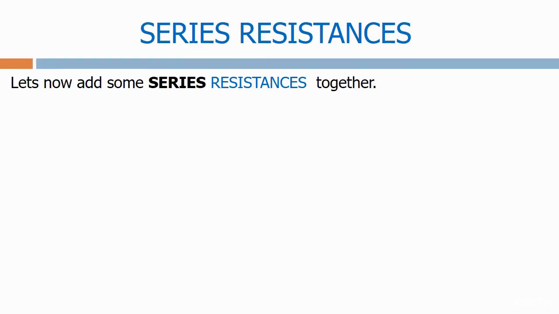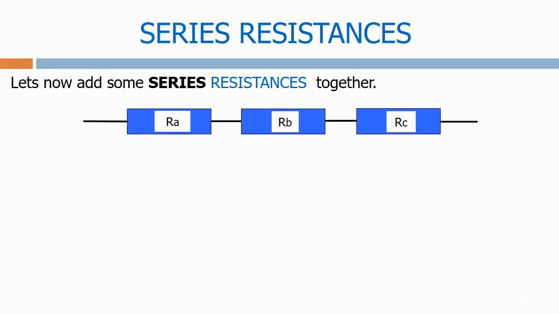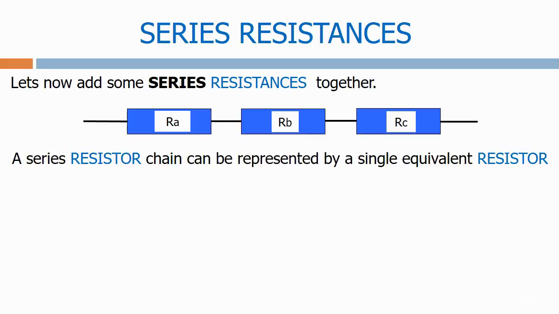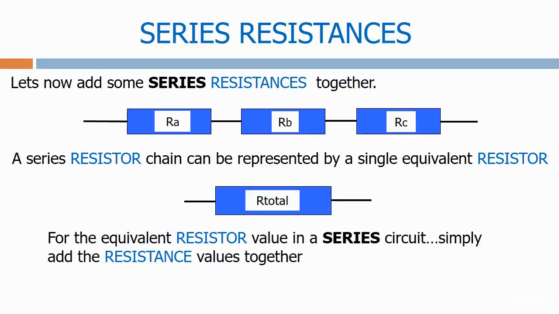Let's now add some series resistances together. Here's the chain from before with the resistors RA, RB and RC all connected in series. A series resistor chain can be represented by a single equivalent resistor. In this case, the resistor is R total. For the equivalent resistor value in a series circuit, simply add the resistance values together. R total equals RA plus RB plus RC.